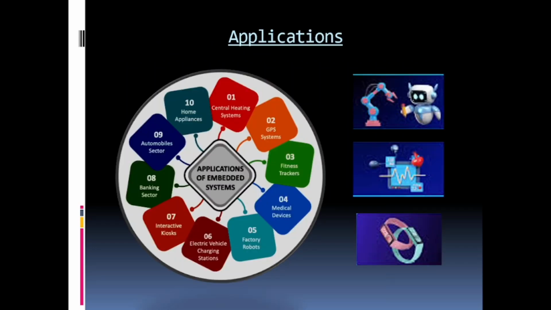And the next is the applications of embedded systems. Embedded systems are used in almost every field due to their efficiency and dedicated functionality. Let's look at some real world applications. The first one is consumer electronics: washing machines, refrigerators, microwave ovens, smart TVs, etc.